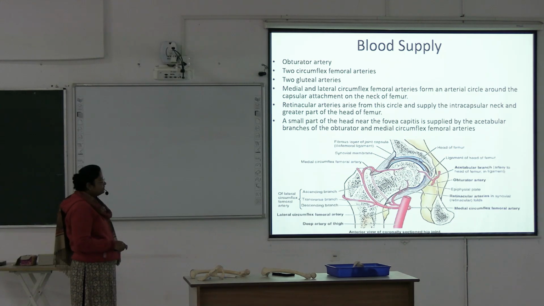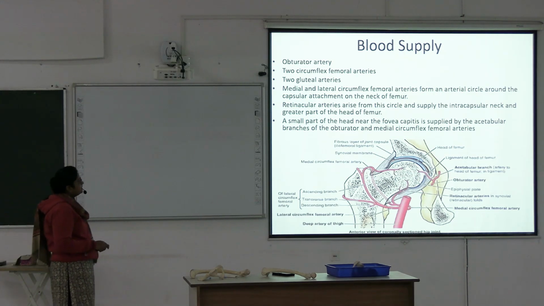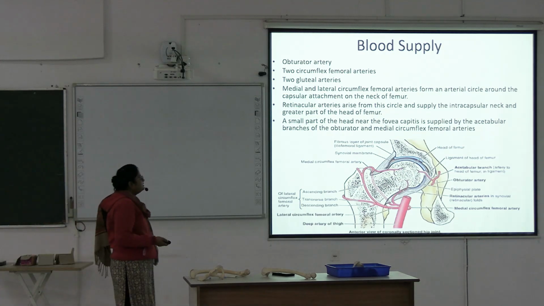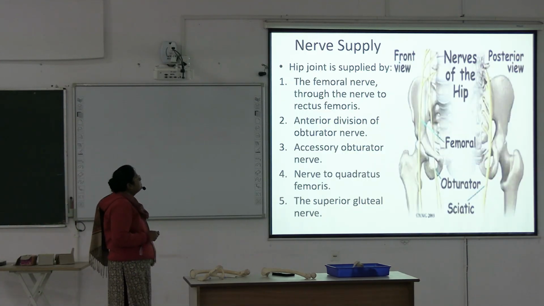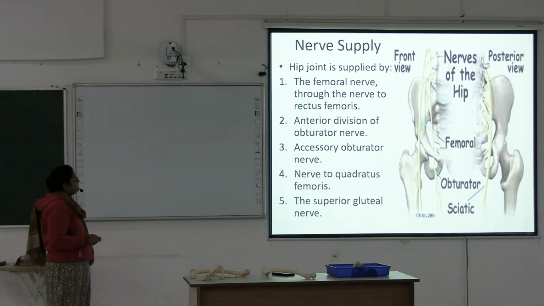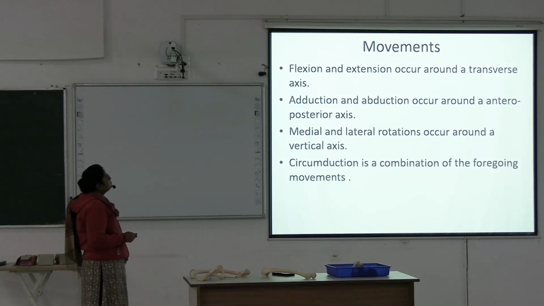Okay, understood? So you practice a schematic diagram like this for the retinacular arteries and all. Next, nerve supply. The hip joint is supplied by the femoral nerve through the nerve to rectus femoris, the anterior division of the obturator nerve, accessory obturator nerve, nerve to quadratus femoris, and the superior gluteal nerve. All these are supplying the hip joint. Okay, understood? Next we go to movement.